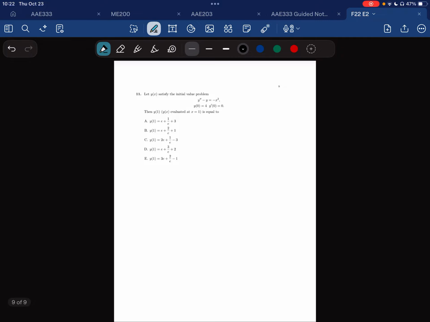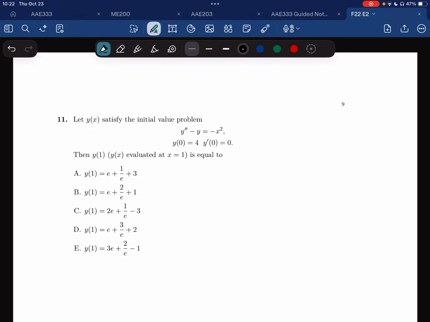Okay, last question of this exam. To satisfy the initial value question, they're asking us what is y of 1? So we can actually use the method we used for question 10 as well.